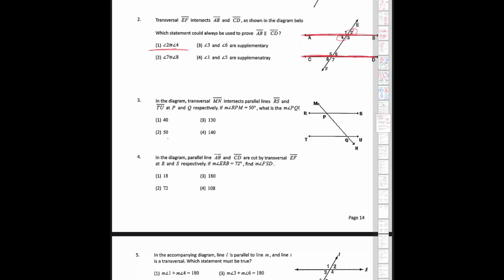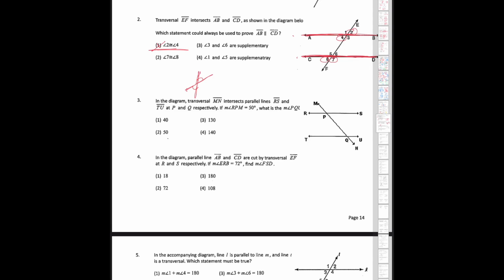So let's look at angle 2 and angle 4. Would that help us out at all with these two lines? It wouldn't, because they are vertical angles. Vertical angles can be created by any two intersecting lines. It doesn't necessarily mean that they are parallel. So choice 1 is no good for us.